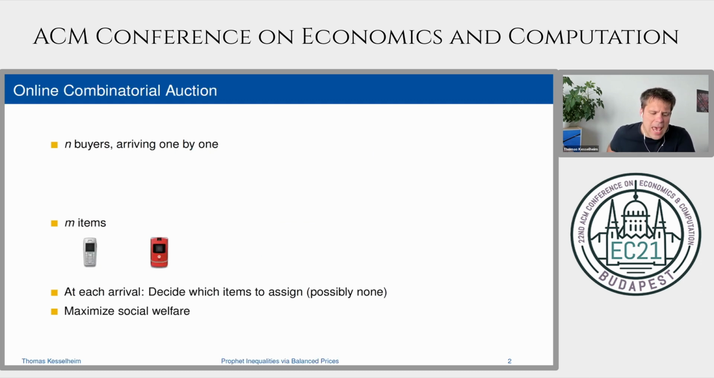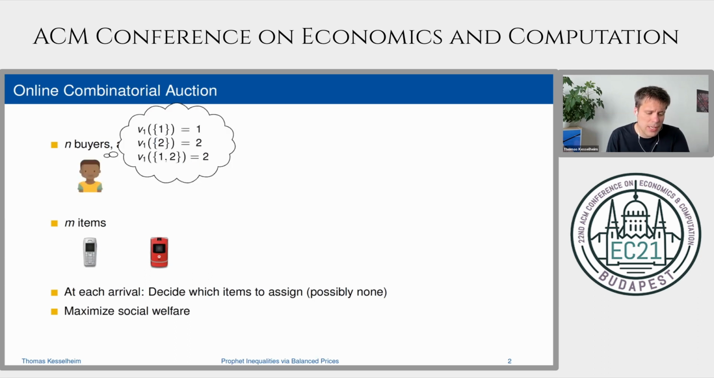Namely, we have these n buyers arriving one by one, and we have m items. At each arrival, we have to decide which of the items to assign to the current buyer, maybe none, and our goal is to maximize social welfare. And these allocations are immediate and irrevocable.